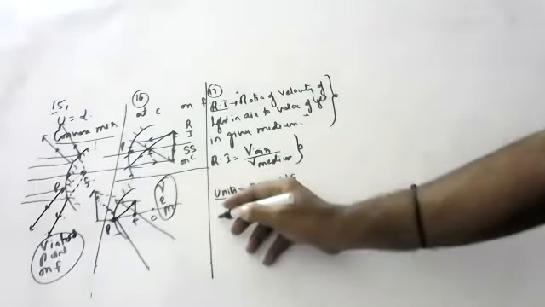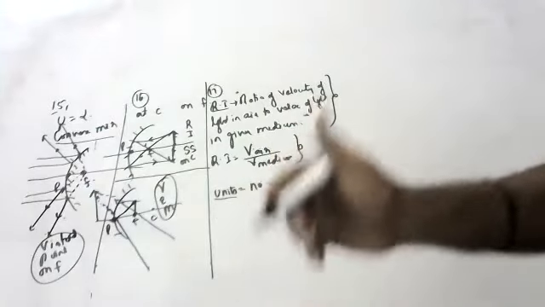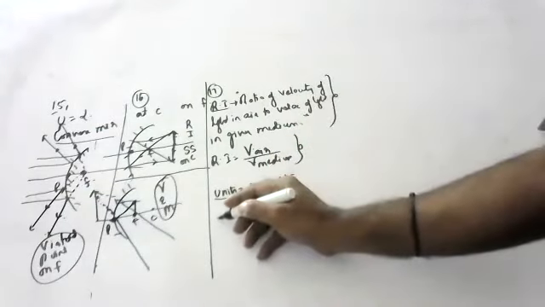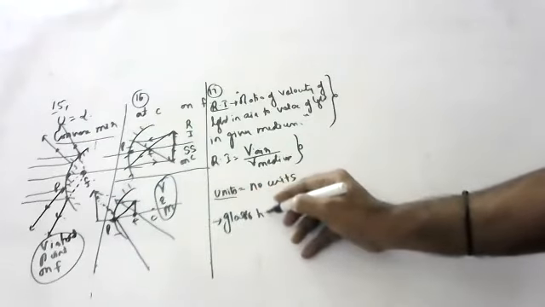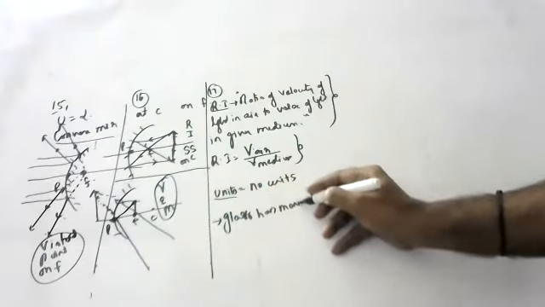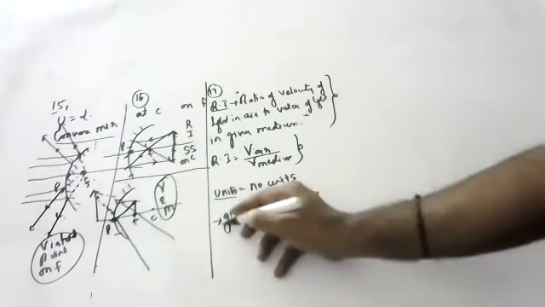And among glass and air, which has more refractive index? Glass, because its density is more. So glass has more refractive index. When you write like this, underline glass.